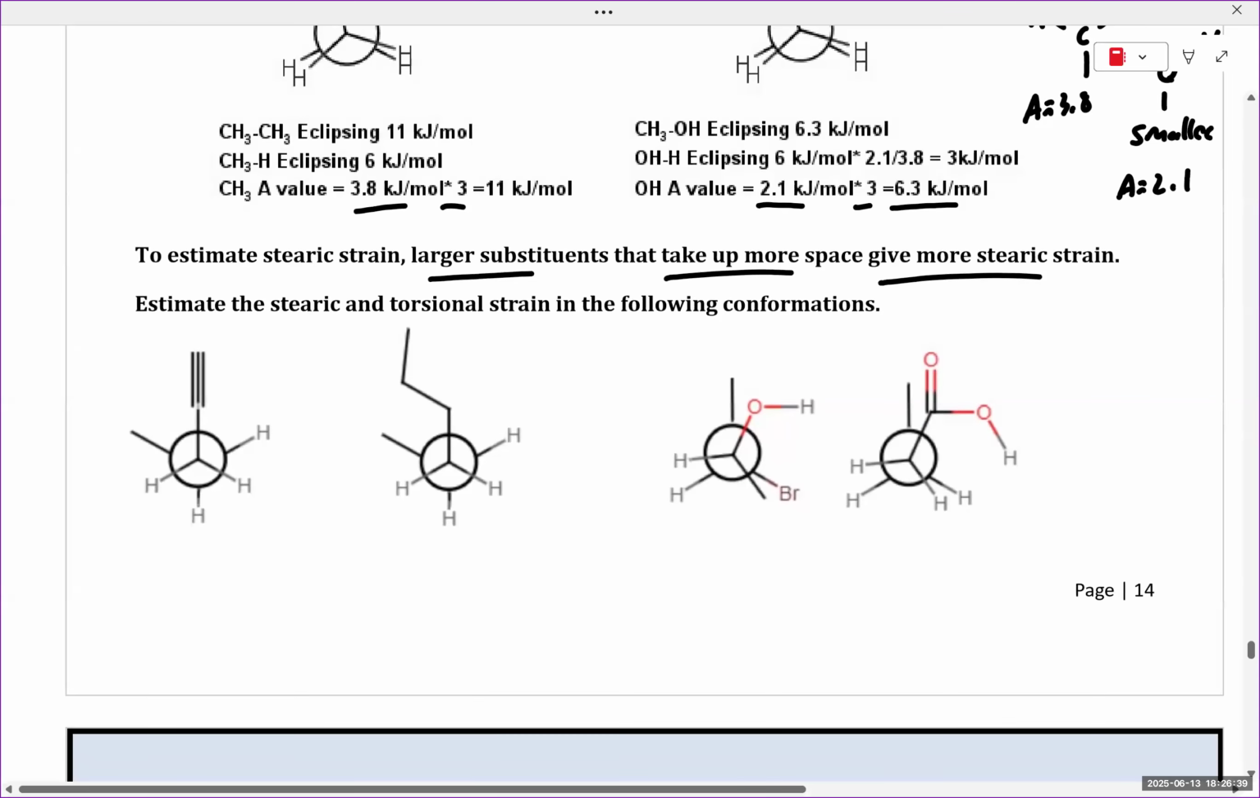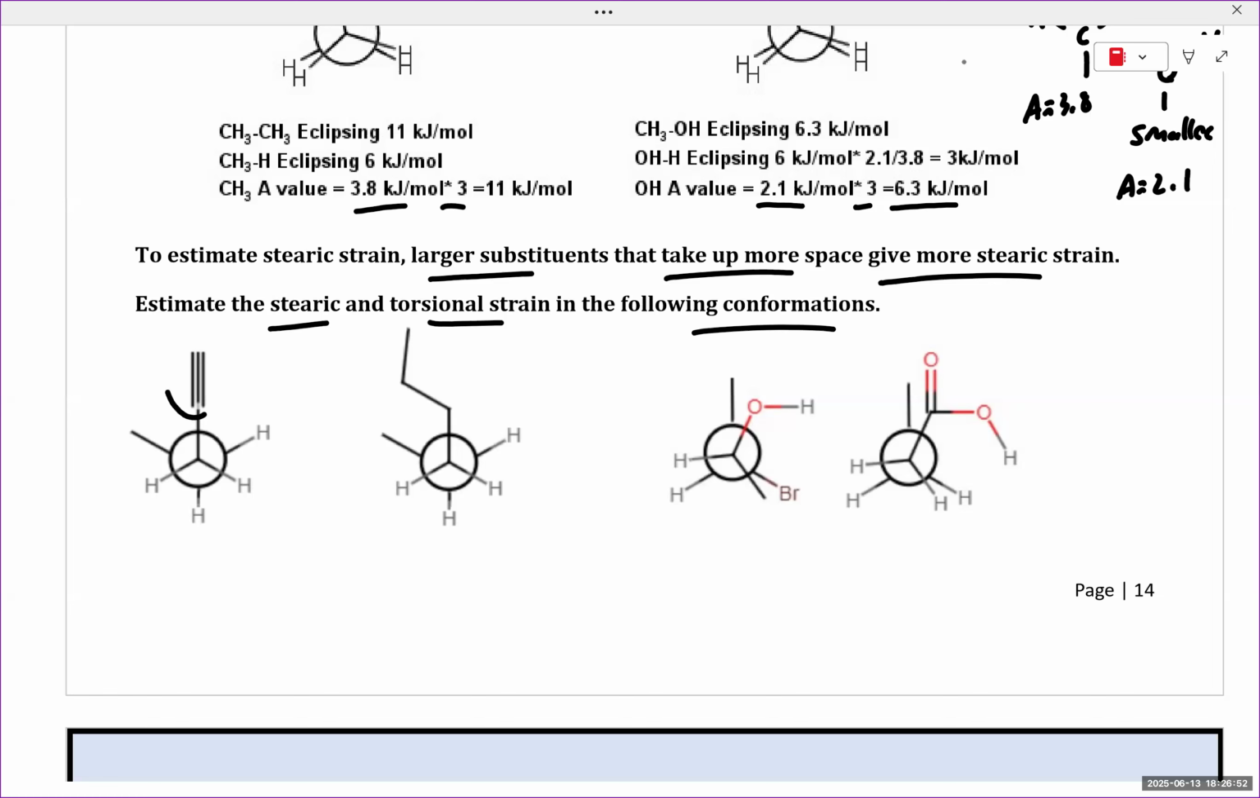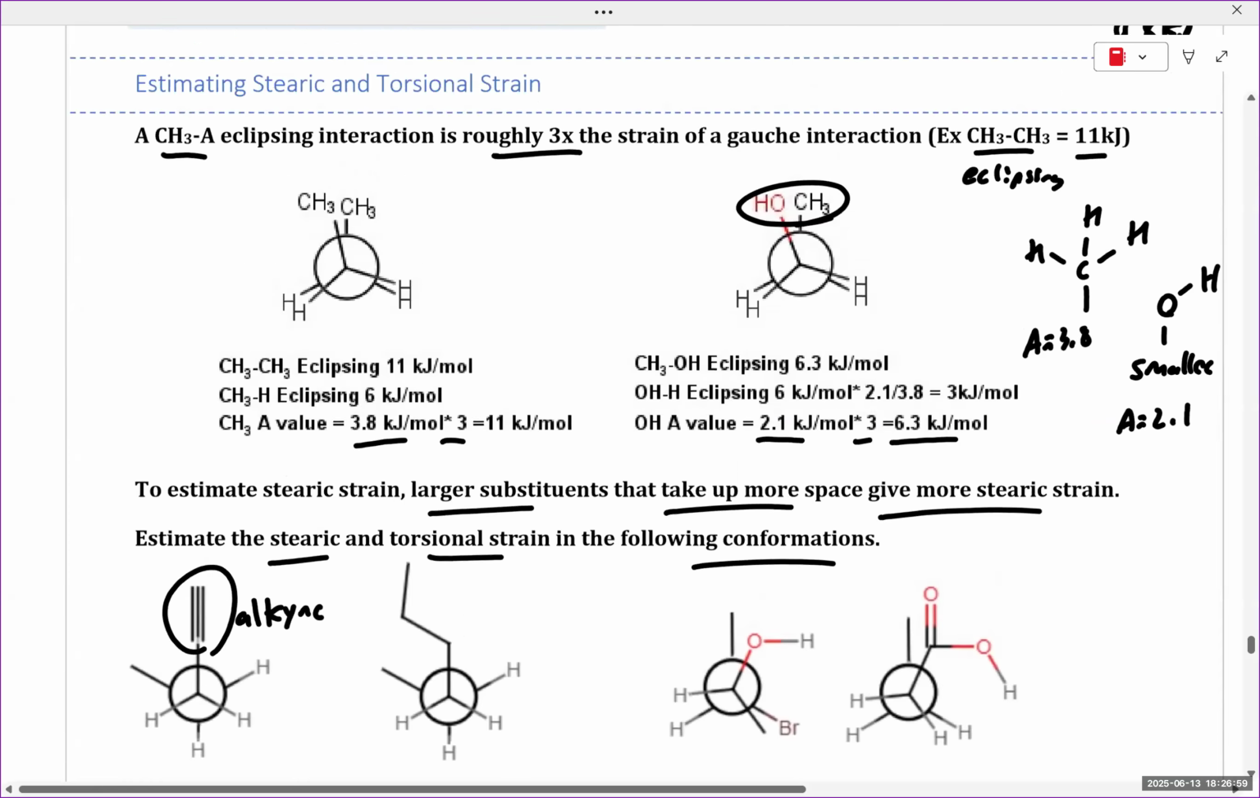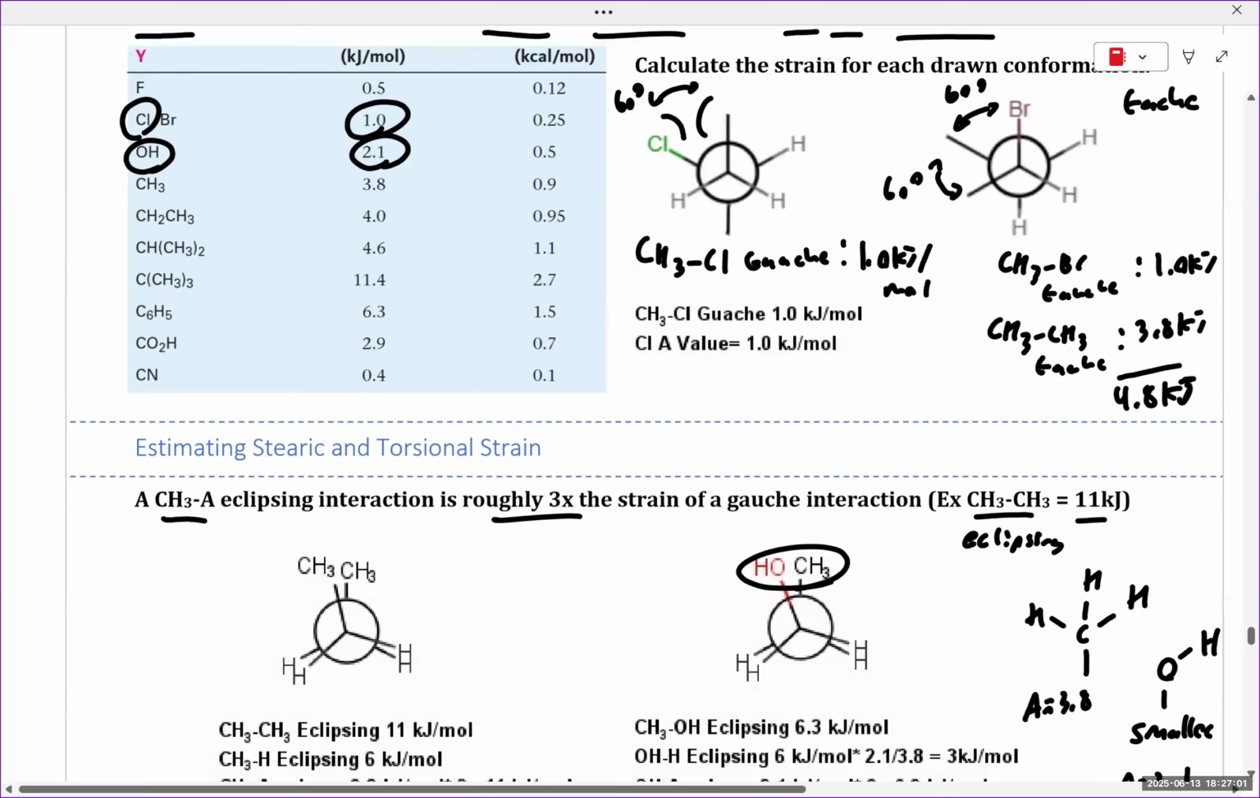So for example, I'd like you to estimate the steric and torsional strain in the following conformations. And I'll do the first few examples and you'll tackle the next two. So in this case, we have an alkyne. So this alkyne has an A value in our table. Let's see if we have one.